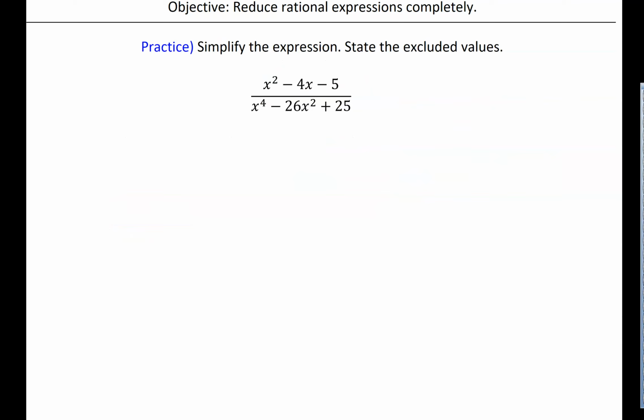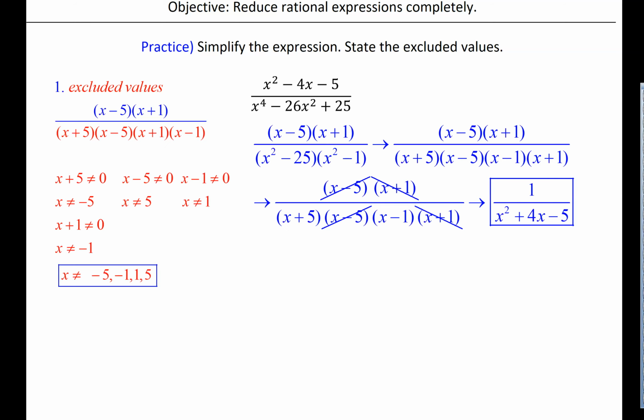And another practice problem for you to give a try. All right, let's take a look at the answer.